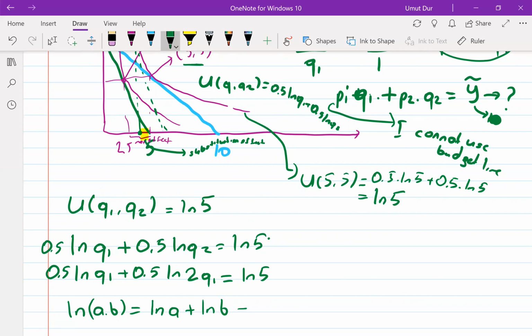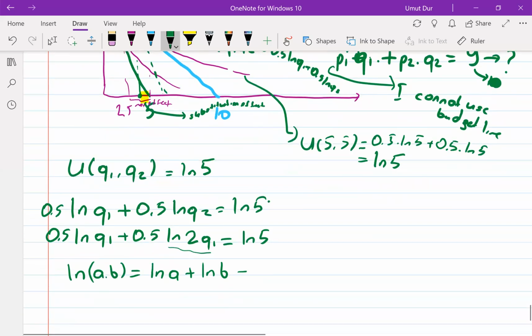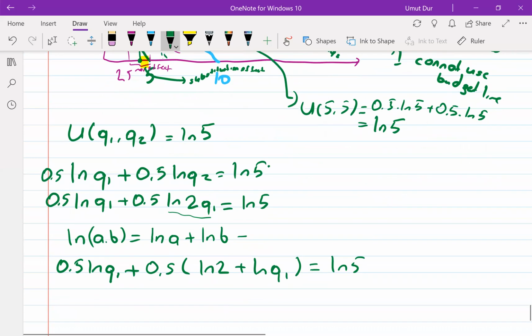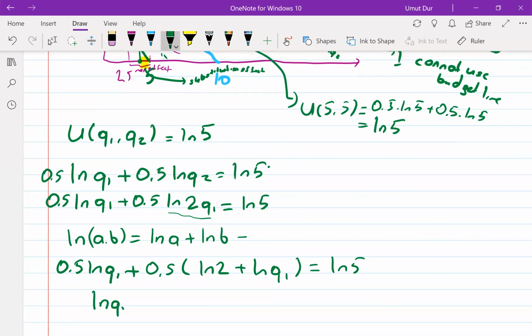Which means that I can decompose this into two parts: 0.5 ln Q1 plus 0.5 ln 2 plus 0.5 ln Q1 is equal to ln 5. And if I do the math here, ln Q1 is equal to ln 5 minus 0.5 ln 2.